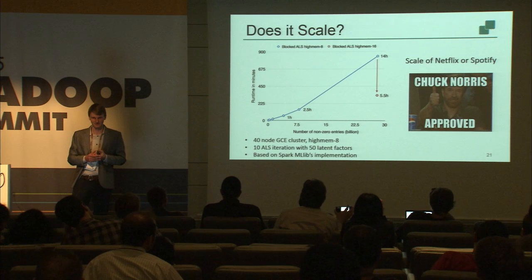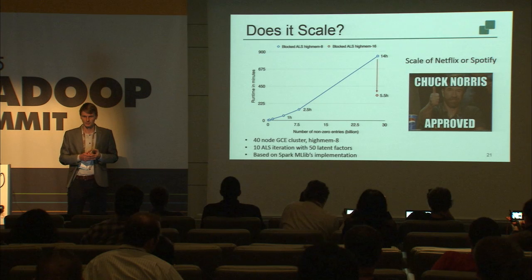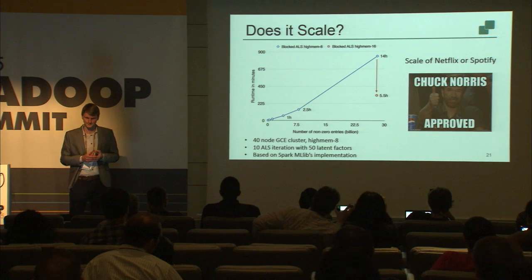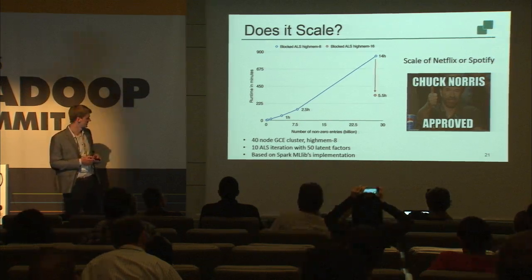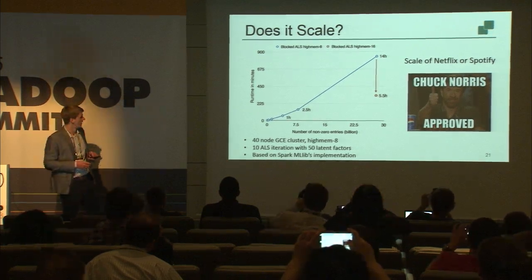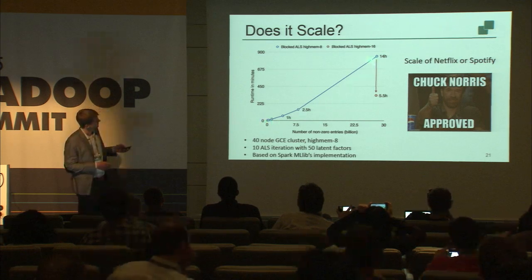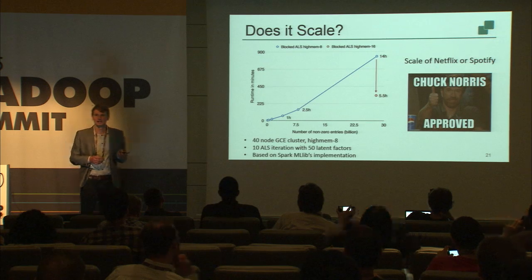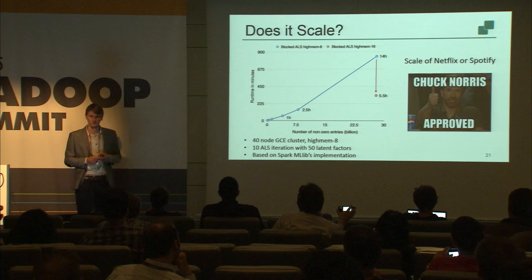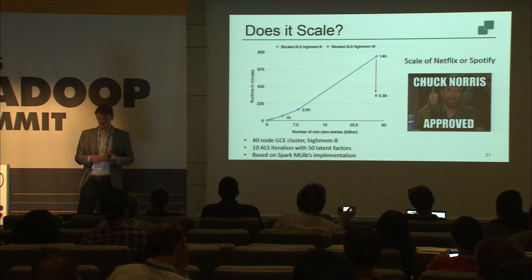For that to investigate, we ran some experiments on a 40-node Google Compute Engine cluster, where each node had 8 cores and I think 52 gigabytes of RAM. And what we did, we calculated 10 ALS iterations with 50 latent factors for matrices of varying sizes. We started with really small matrices and scaled up to matrices which had 28 billion non-zero entries, which is really cool, because we didn't manage to factorize these huge matrices with other systems.